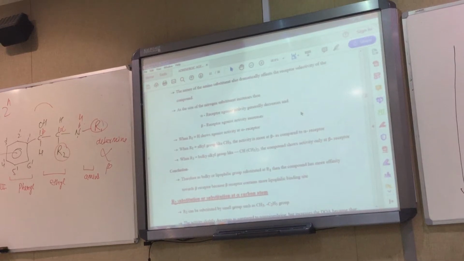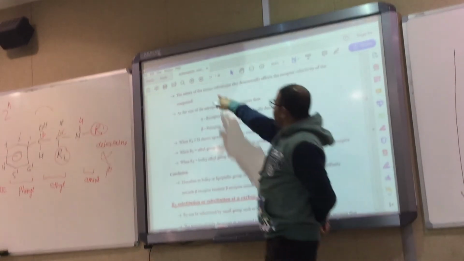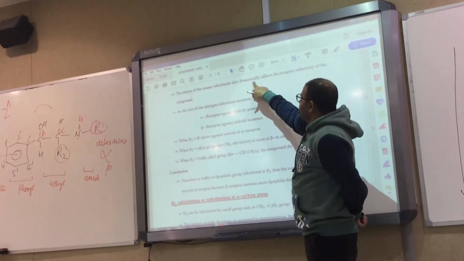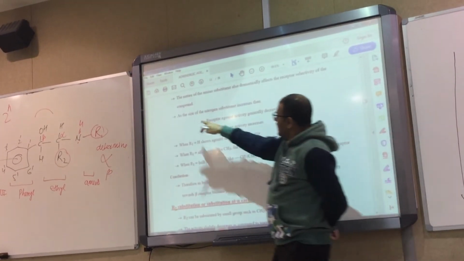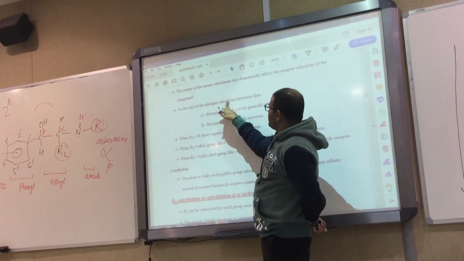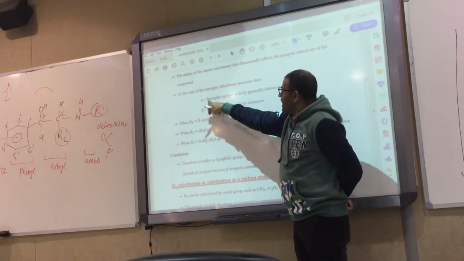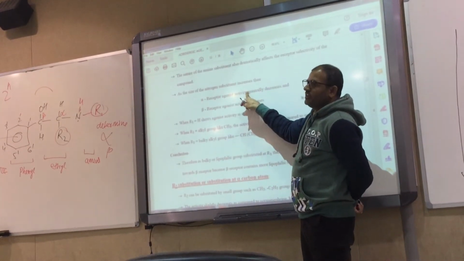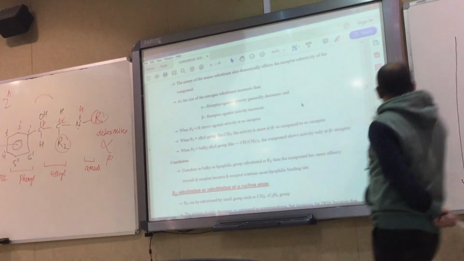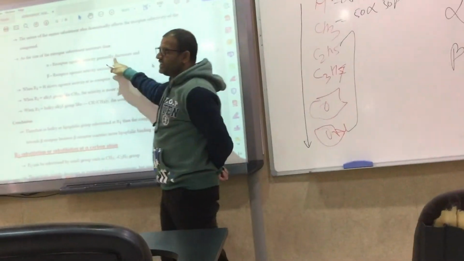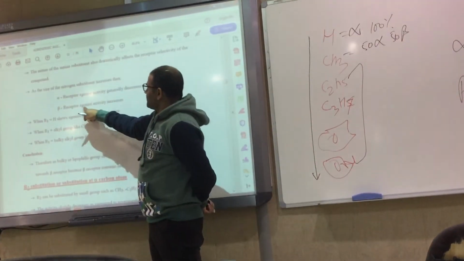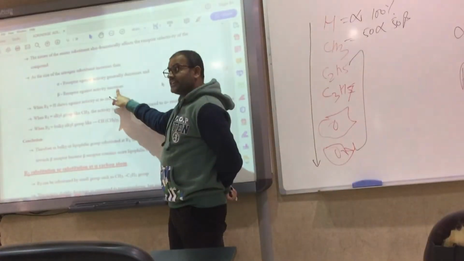The nature of amino substituents also dramatically affects the receptor selectivity, as I discussed. As the size of the nitrogen substitution increases, then what happens? Alpha receptor agonist activity decreases. If you increase the size, it decreases the alpha receptor activity, but at the same time, beta receptor agonist activity increases.